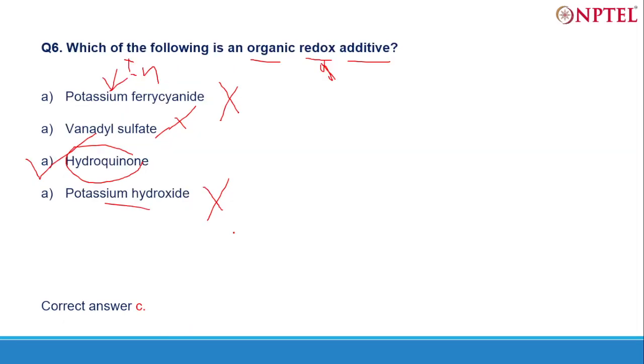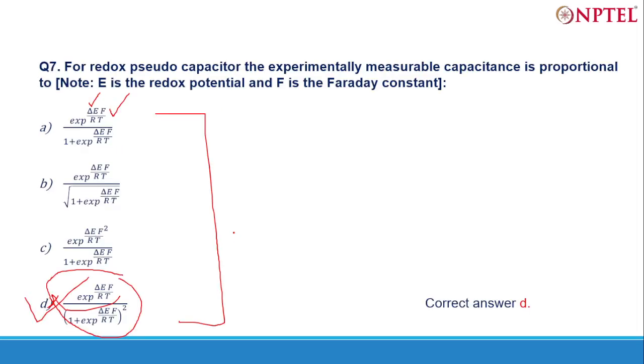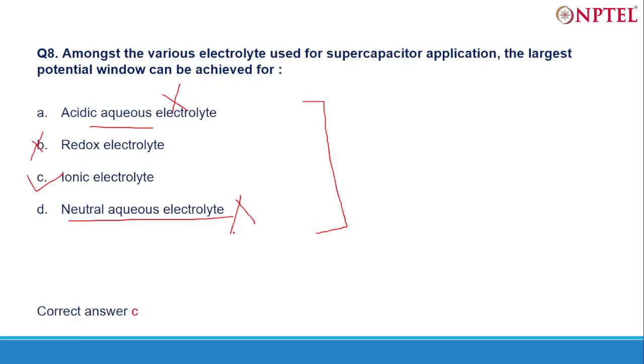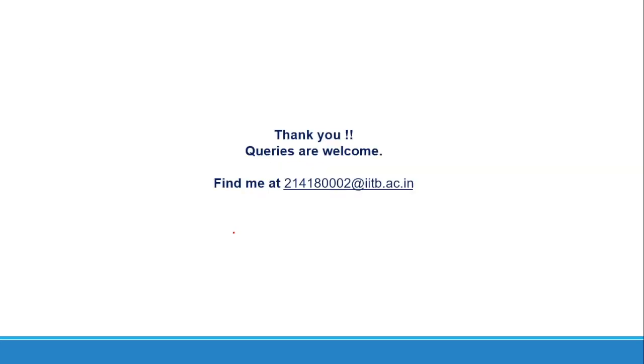The organic redox additive is hydroquinone. The correct option for proportional to is B. For option A, it is ionic. Okay, that's how this session today ends.